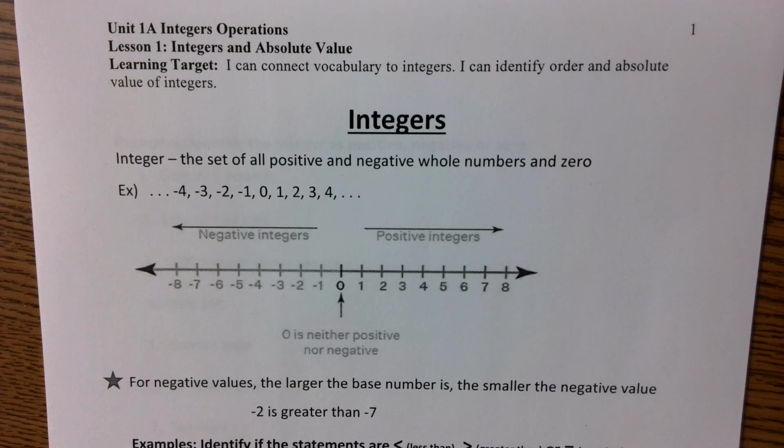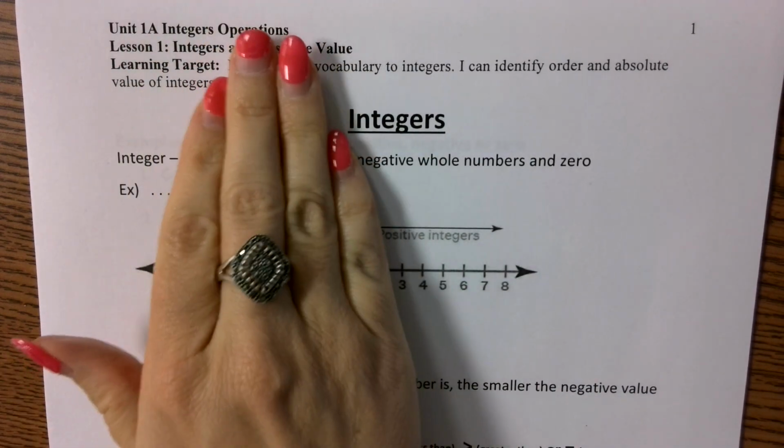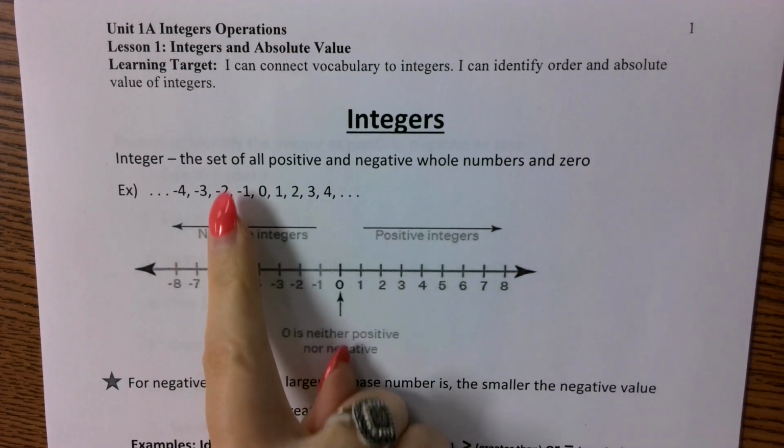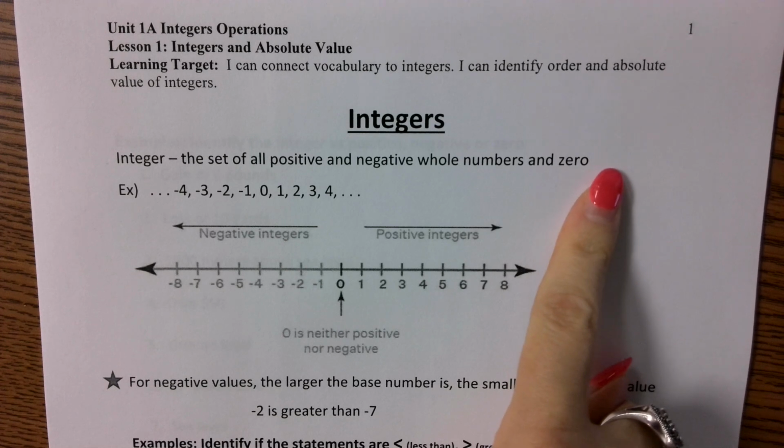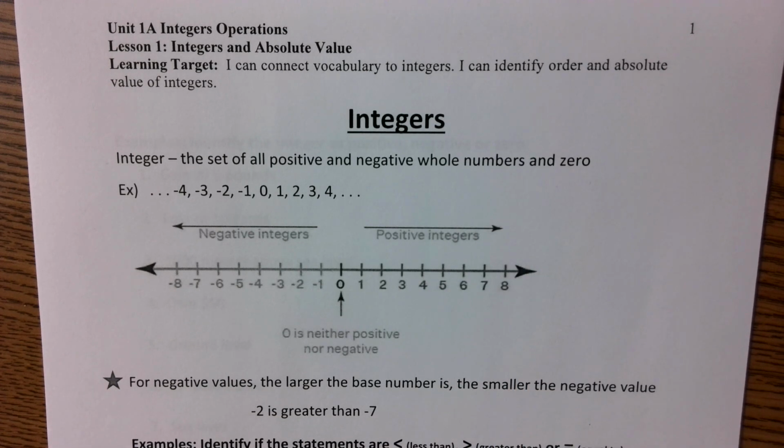So what we've done is we've broken down Unit 1 into two sections. We have Unit 1A, which is just the integer operations. Unit 1B is going to be our rational number operations. So we're just focusing on integers. Integers are the set of all positive and negative whole numbers, and it also includes the value 0.